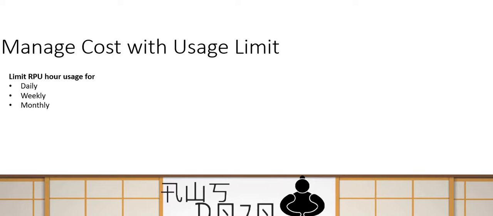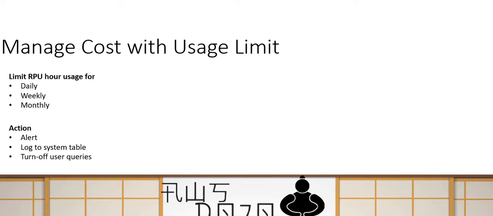So you can decide some limit for your RPU hours, and that way you know that your warehouse will not be used beyond those RPU hours, and there's no unlimited bucket for users to simply go and run the RPU hours. Okay, so you can limit the RPU hours at the frequency of daily, weekly, and monthly.